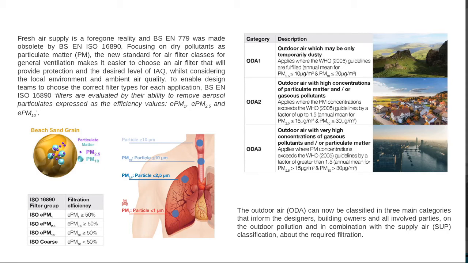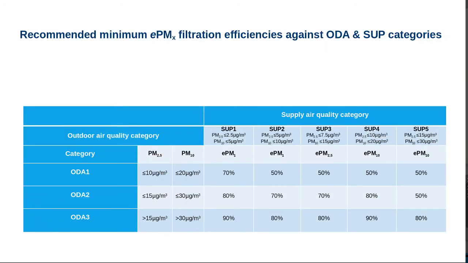Meaning that the design team is now able to identify the outdoor air category based on pollution levels against the World Health Organization 2005 guidelines for particulate matter present in the local environment, and define the supply air quality category for the project building. By combining these criteria, the design team has now found the minimum filtration efficiency recommended against the quality of air outdoors, ODA, and the target supply air quality, SUP, to be delivered into the project building.